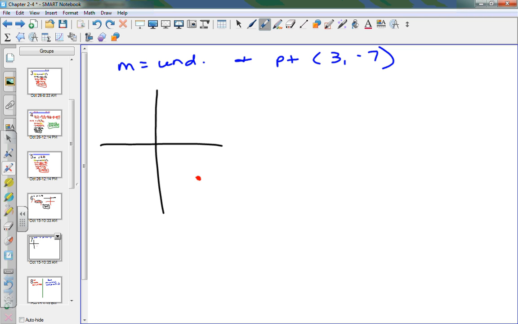So what's the equation of that line look like? X equals what? Why is it X equals 3? Because every single point on that vertical line has what in common? X is 3. So since X is 3, you have to have the equation X equals 3. Do we understand that? No work required.